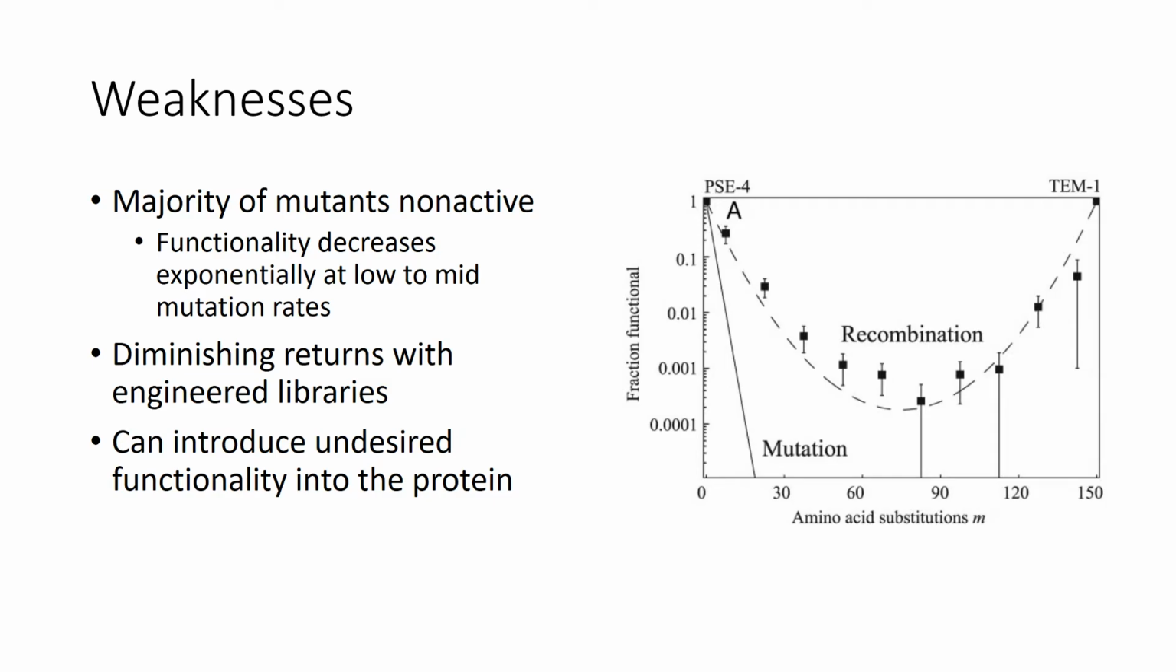Error-prone PCR also provides diminishing returns with libraries approaching the global binding maximum, where its broad diversity has a detrimental effect. An additional concern is that error-prone PCR does not include the control of other methods. Property changes, such as promiscuity, excess charge, or altered secondary or tertiary structure can accidentally be introduced into the protein.